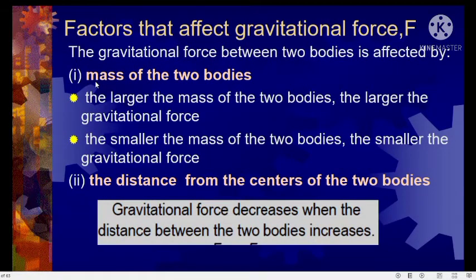Based on the formula, we can discuss the factors that affect gravitational force F. We can see clearly the two factors are the masses of the two bodies, which means the larger the masses of the two bodies, the larger the gravitational force, or vice versa. And then the distance between the centers of the two bodies: the gravitational force decreases when the distance between the two bodies increases. Meaning if the two objects are closer, the gravitational force acting between them is larger compared to if the two objects are further away from each other.